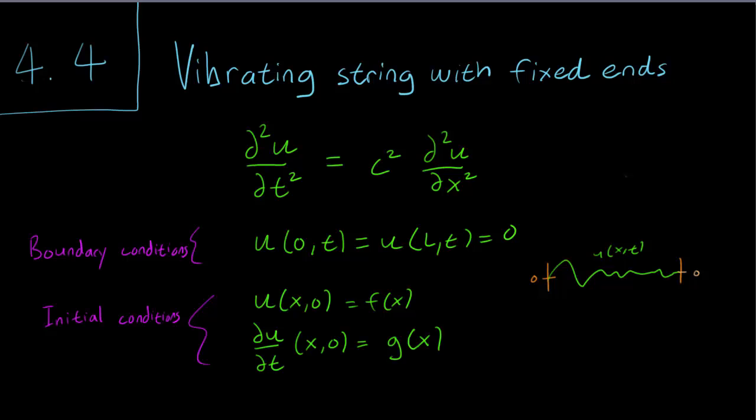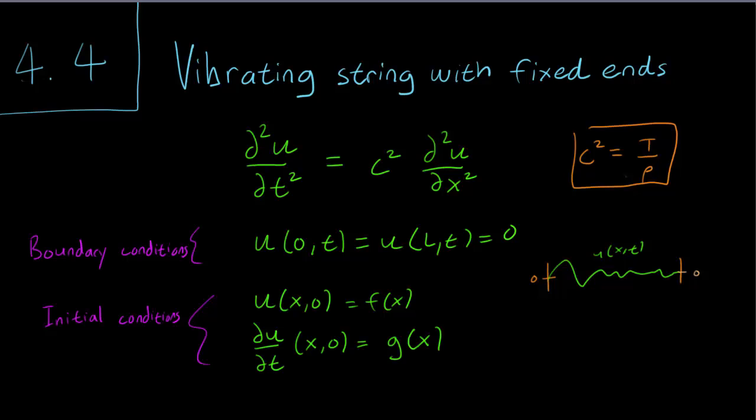Hello class, this is section 4.4 and we are going to talk about how to model a vibrating string with fixed ends. So here's our problem. We have the vibrating string equation that we have discussed previously. One thing to note, we have written down the constant as c squared. Previously the constant was written down as T over rho, tension over density. And we are just going to rewrite it as c squared just to make our calculations a little bit easier.